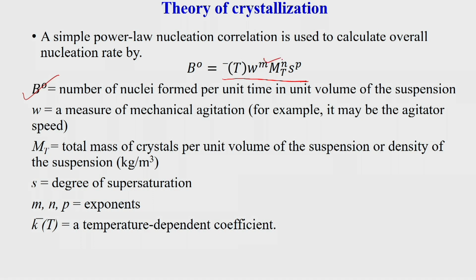Then m, n and p are all different exponents, and they are system specific, and k prime is the temperature dependent coefficient. Okay. So, that is also system specific.